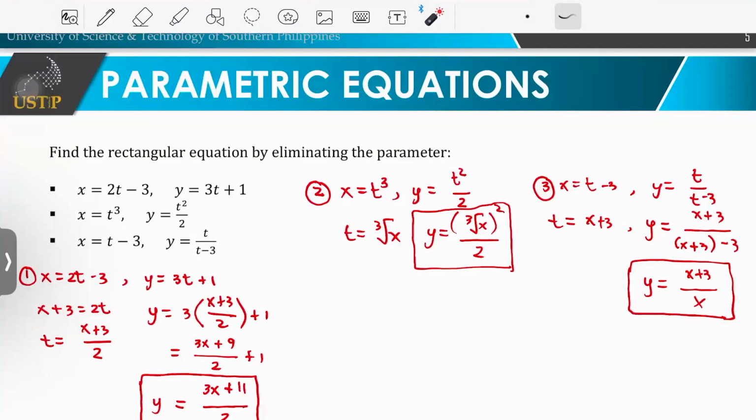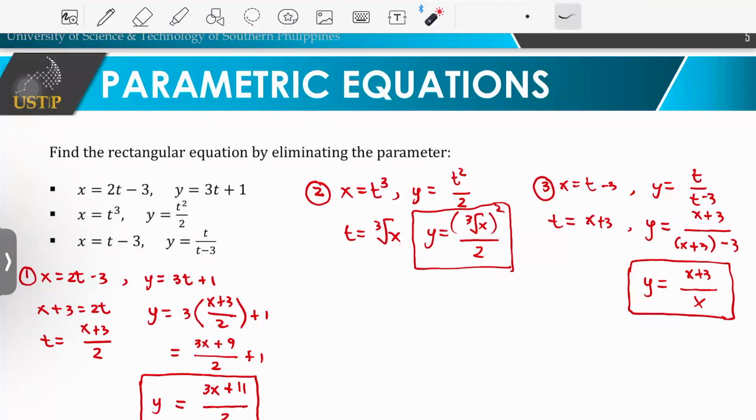Okay, second one, we have x is equal to t cubed, y is equal to t squared over 2. So atong t diri, class, will be the cube root of x. Okay, and then kini ato na pong substitute dira. So this will be our answer. And then finally, we have x is equal to t minus 3, y is equal to t over t minus 3. So atong t from this equation will be x plus 3. Substitute dire. Okay, x plus 3, x plus 3 minus 3. So simplifying, we have y is equal to x plus 3 over x.